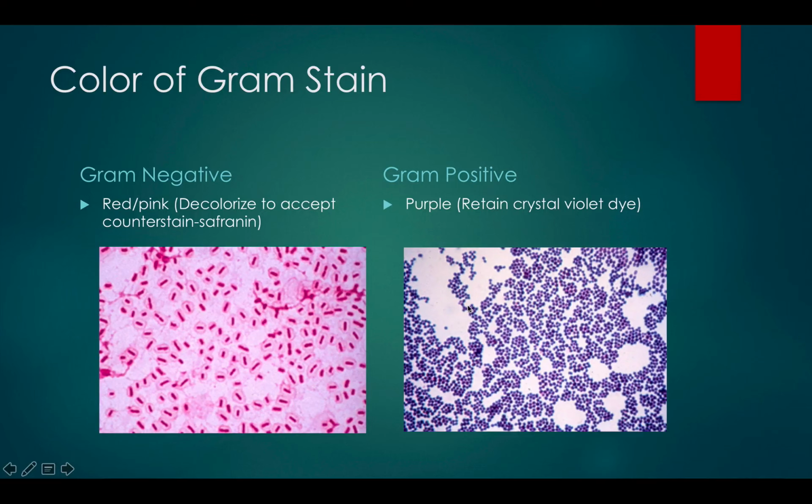In gram-positive, the bacteria is going to produce a purple color, and this is because it has a very thick peptidoglycan layer that's going to retain the crystal violet dye. And once again, the gram-negative is very thin, so it's not going to hold on to that crystal violet. It's going to be washed away, and then it's going to be counterstained with safranin to get that red color.